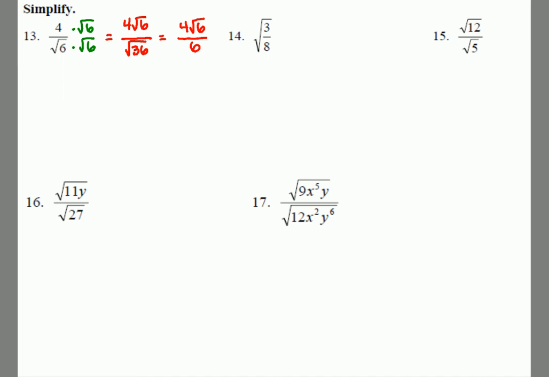Now we're almost done. However, you can still reduce. You cannot cancel a square root of 6 and a 6. You can, however, reduce fractions that are on the outside. So each of these can be divided by 2. So your answer would end up being a 2 radical 6 all over 3.